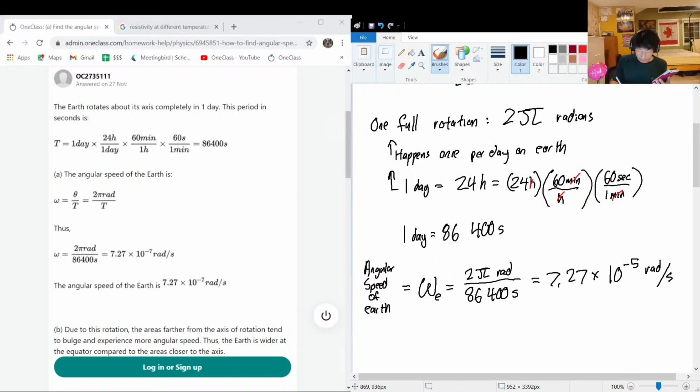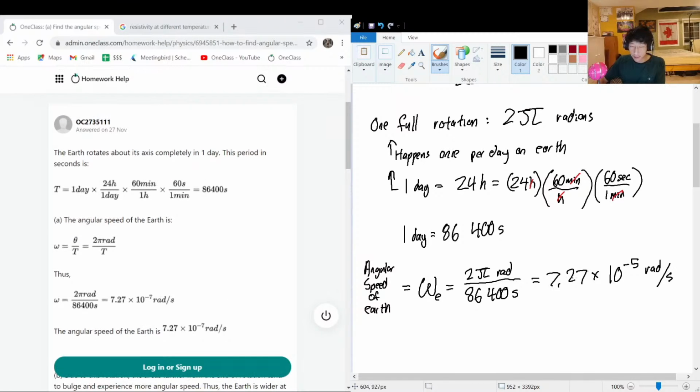radians per second. Okay, I'm not sure why that's to the power of -7 instead of to the power of -5. You would expect, because we have 8.654 times 10 to the 5, that would become 10 to the -5. Yeah, I think the magnitude is wrong, because 2 pi divided by 86,400 is certainly to the power of -5, so I'm going to need to mark that down.